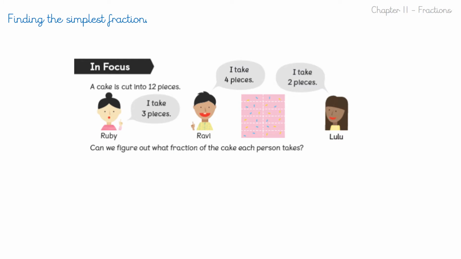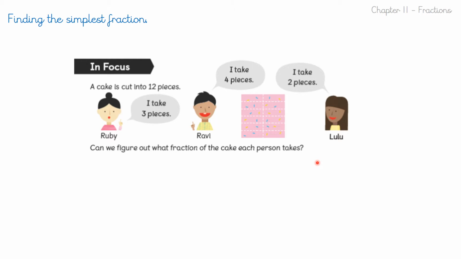Today's problem is: a cake is cut into 12 pieces. Can we figure out what fraction of the cake each person takes? It says that Ruby takes 3 pieces, Robbie takes 4 pieces, and Lulu takes 2 pieces. Can you pause the video and write down the fraction of the cake each person takes?